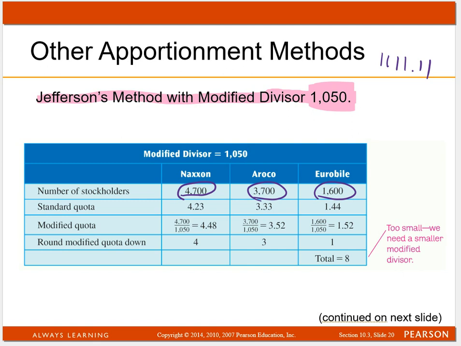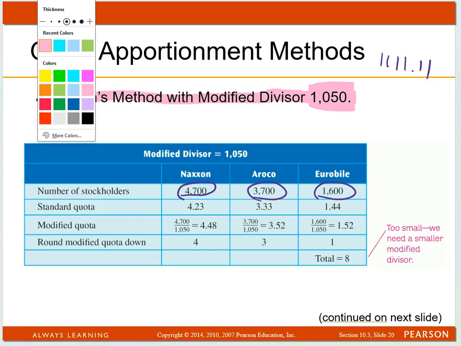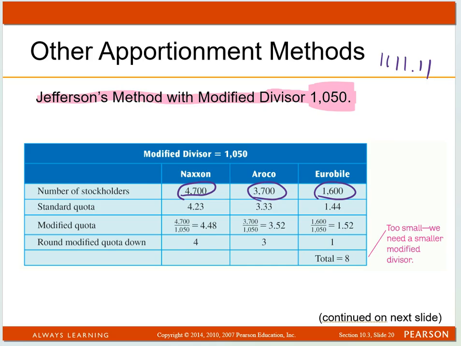Okay, so back to this problem. Here's the modified quotas, because now it's still 4,700, but they're dividing by the 1050. It's still 3,700 divided by 1050. It's still 1,600 divided by 1050. And you can see that the modified quota, we now got 4.48.